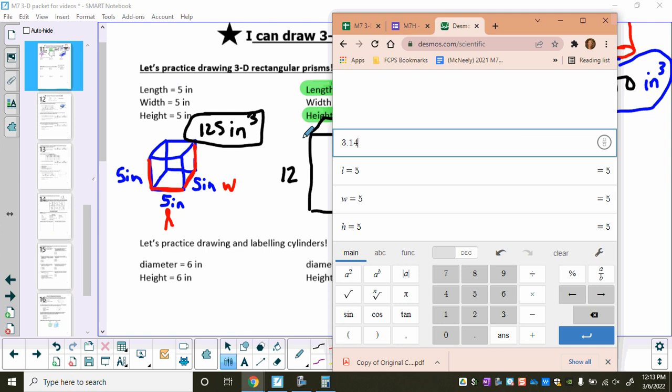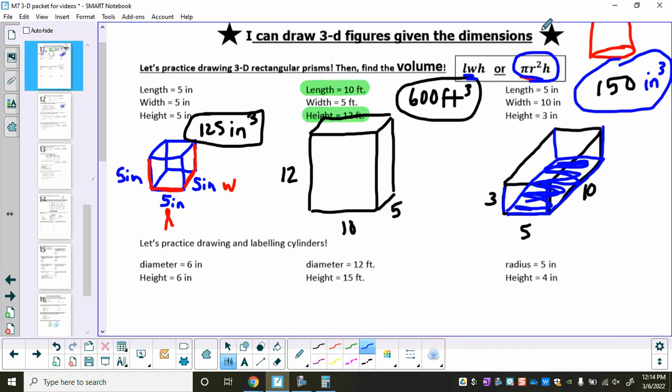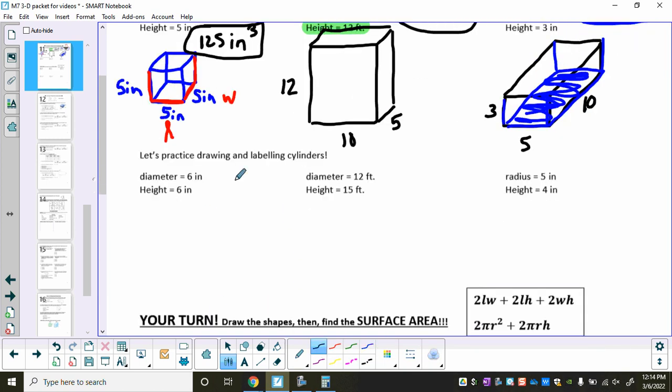That's for pi. The radius is going to get squared, so I'm going to hit this button, and then we're going to do times h. And let me back these up. Here we go. Cool. All right, so we have Desmos ready to go, and let's practice drawing these.